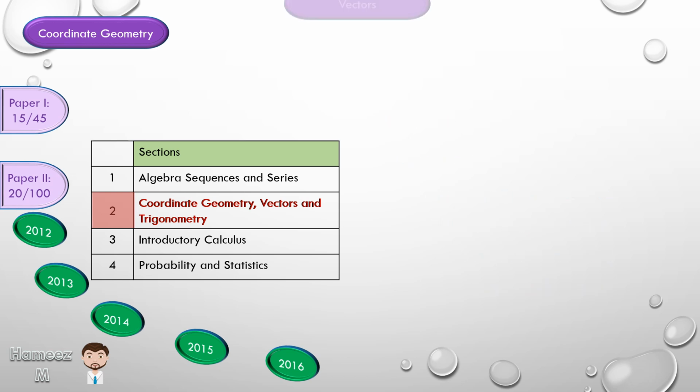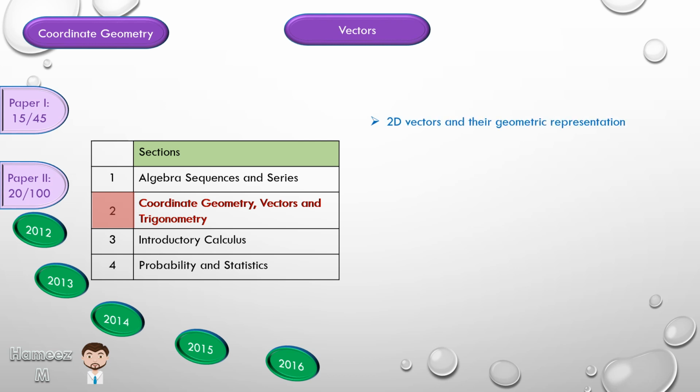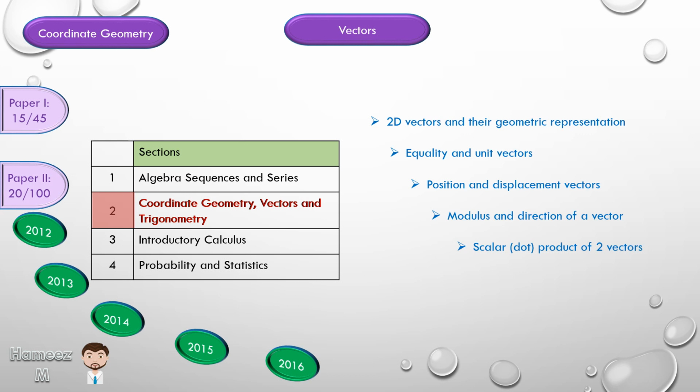The second subsection is vectors, which can be subdivided into 2D vectors and their geometric representation, equality and unit vectors, position and displacement vectors, modulus and direction of a vector, scalar or dot product of two vectors, and parallel and perpendicular vectors.